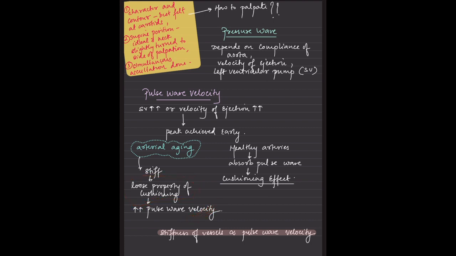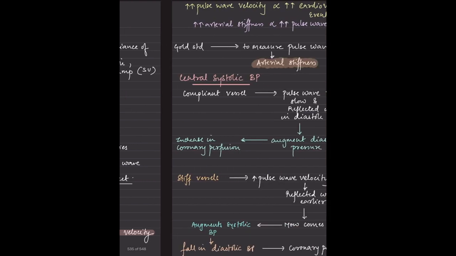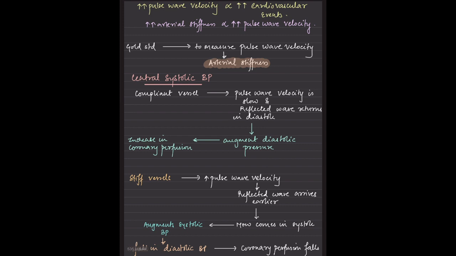So now, in the definition of hypertension, it is the pulse wave velocity which is the determinant. Stiffness of the vessels is directly proportional to the pulse wave velocity, and if the pulse wave velocity is increased, the cardiovascular events are also increased. When arterial stiffness increases, there is an increase in the pulse wave velocity. So the gold standard, which is important, is the arterial stiffness.